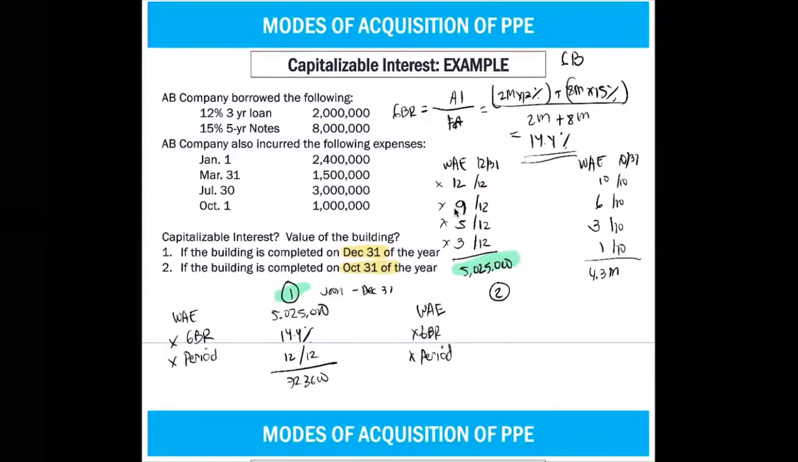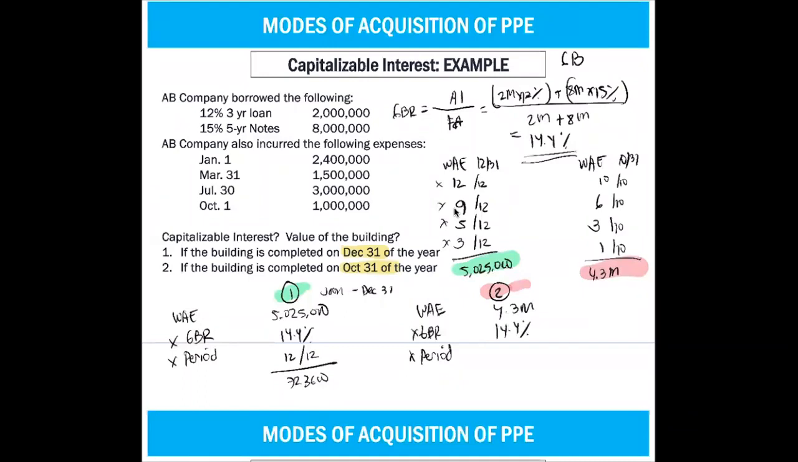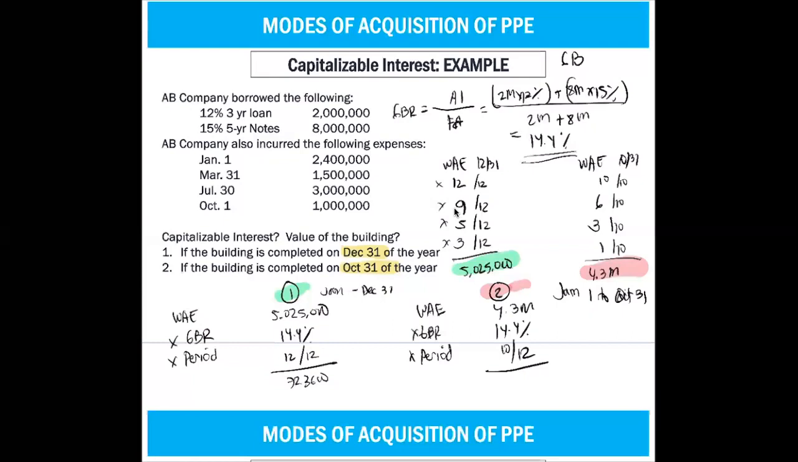723,600. How about for assumption 2? So for assumption 2, we have here our weighted average expenditures at 4.3 million. The general borrowing rate is 14.4%, and we multiply it to the period. So this is only from January 1 to October 31. So 10 months. So 10 over 12. So 4.3 million times 14.4% times 10 over 12 will give us 516,000 pesos.